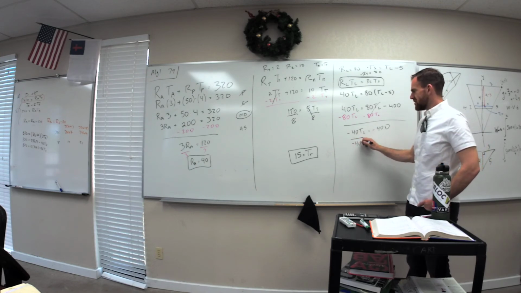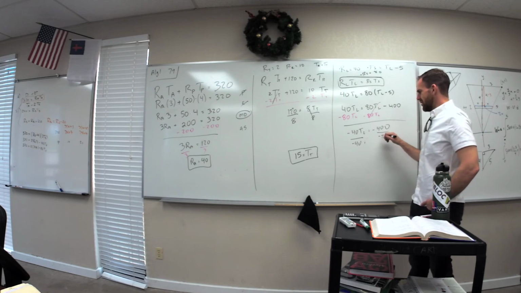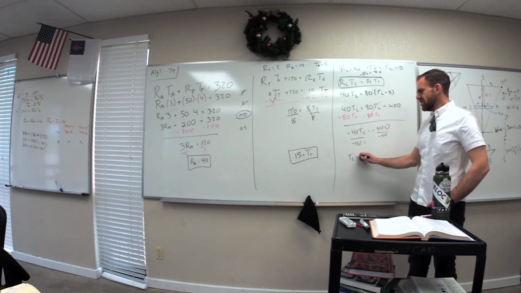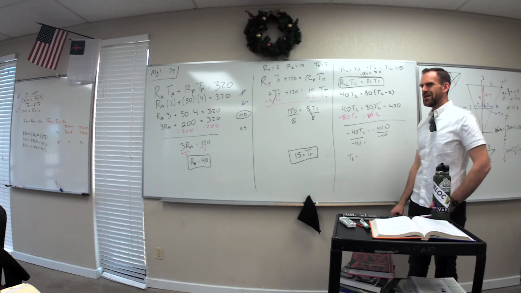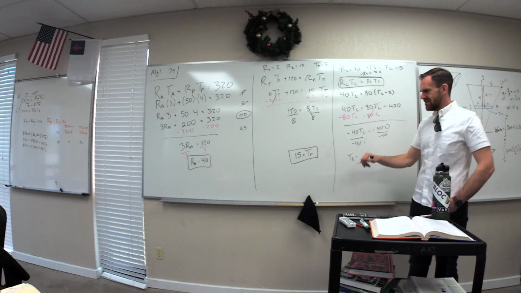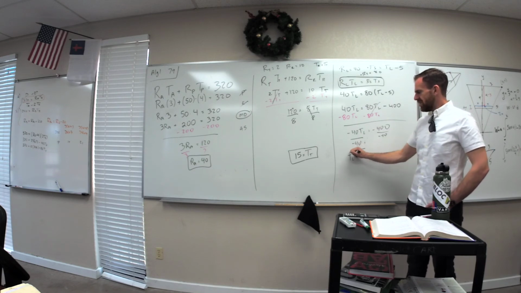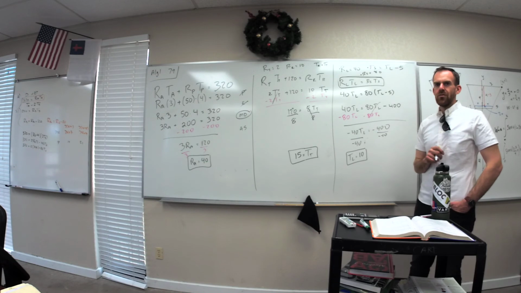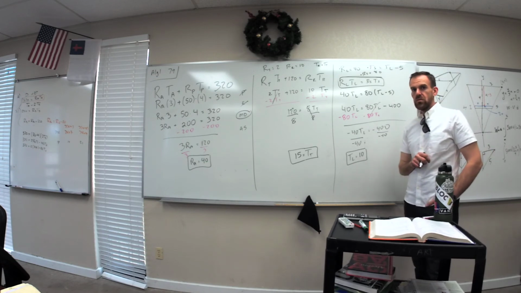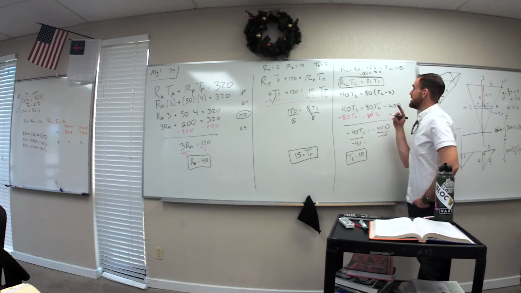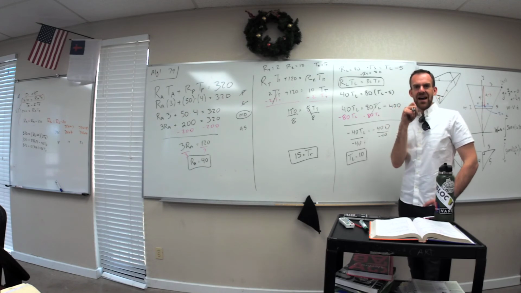Negative 40, because we don't want negative TL, that's not helpful. So TL equals, everybody? We can divide 400 by 40, everybody? 10. Now that we've found TL, are we done? No, because it was asking for TL and TS.